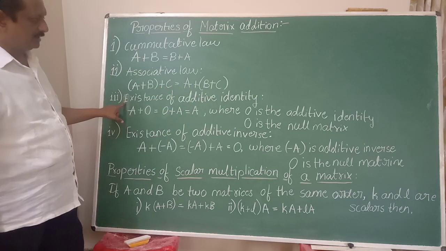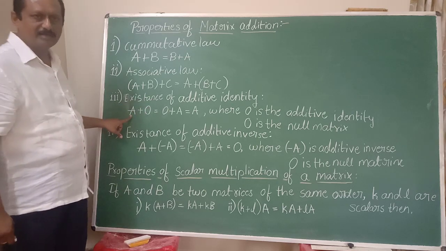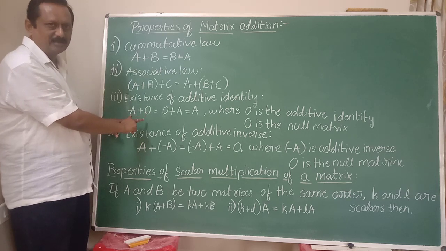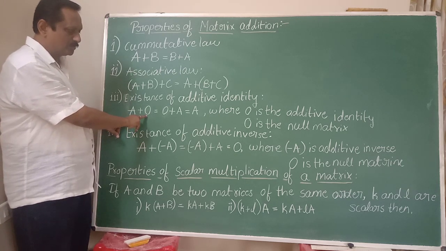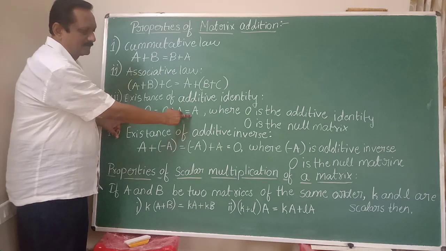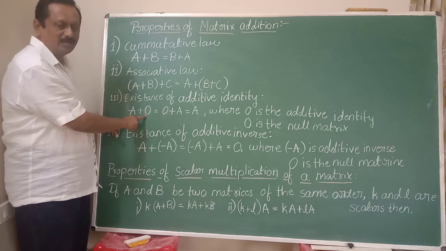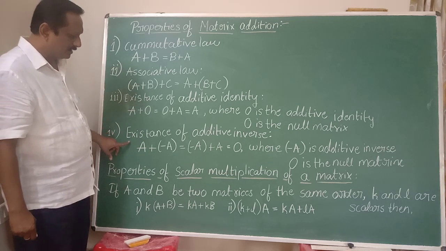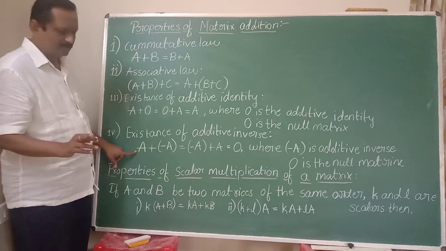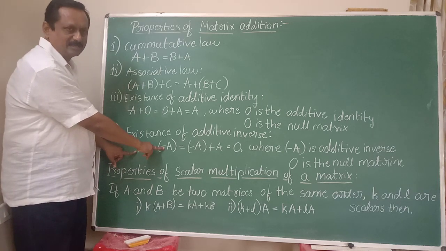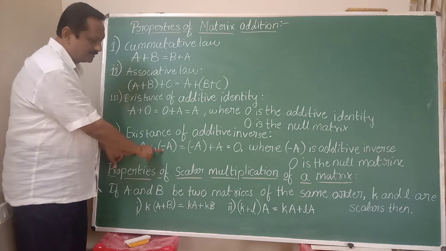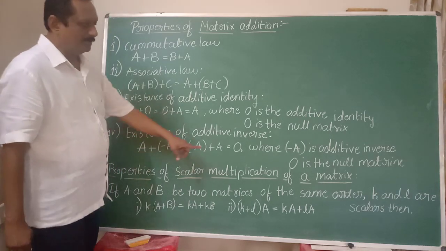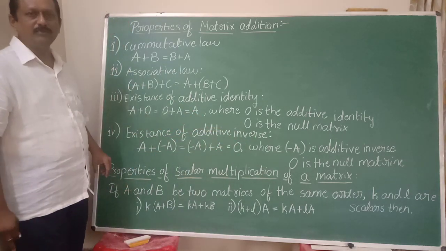Next, existence of additive identity. A is a matrix and O is a null matrix, both having the same order. In that case, A plus O is equal to O plus A is equal to A. Then O is called the additive identity. Existence of additive inverse: A is a matrix and minus A is the negative of the matrix. Then A plus minus A is equal to minus A plus A is equal to the null matrix O. Here minus A is called the additive inverse.